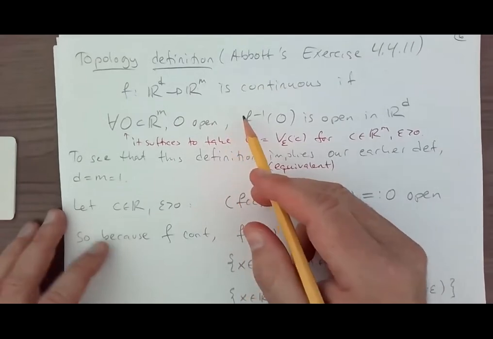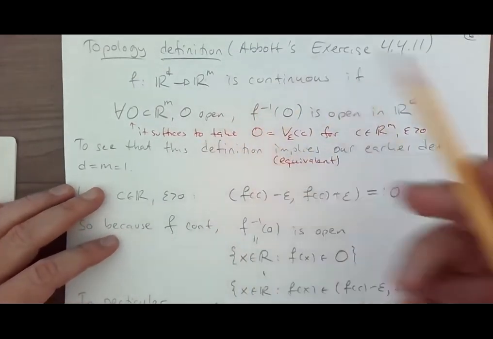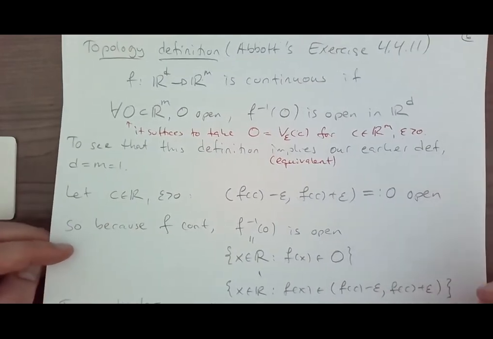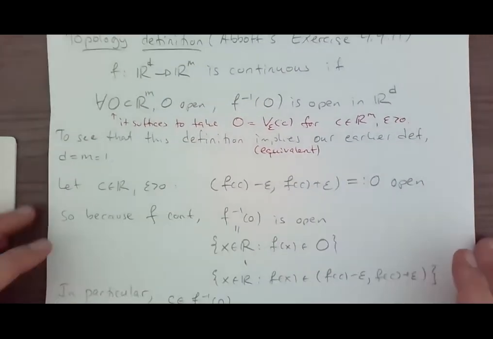So this definition here does not use epsilon and deltas. It just says that pullbacks of open sets are again going to be open. Are there any questions on this part?